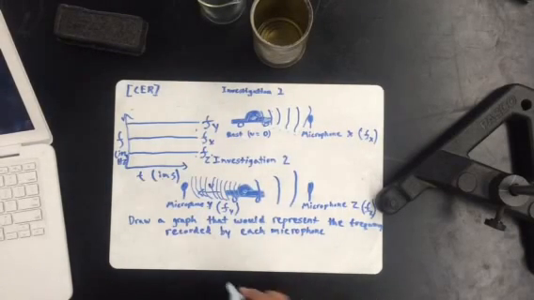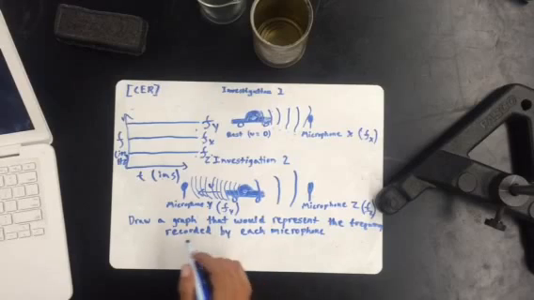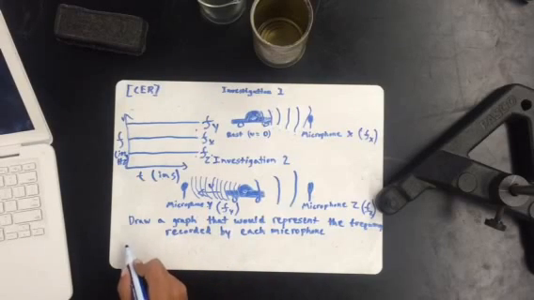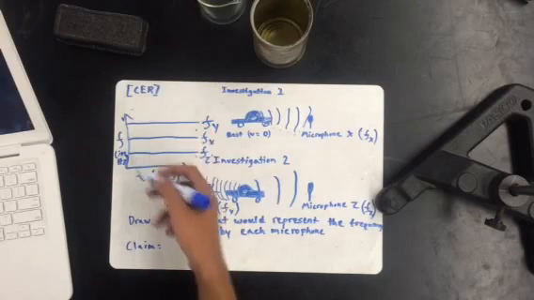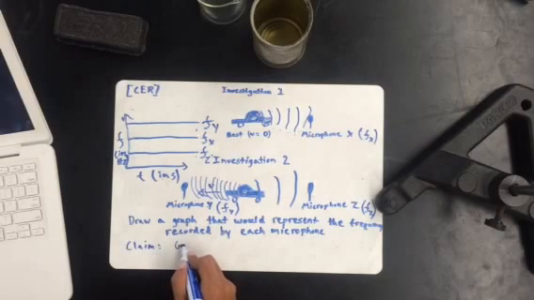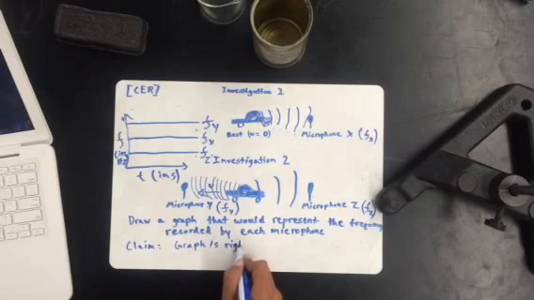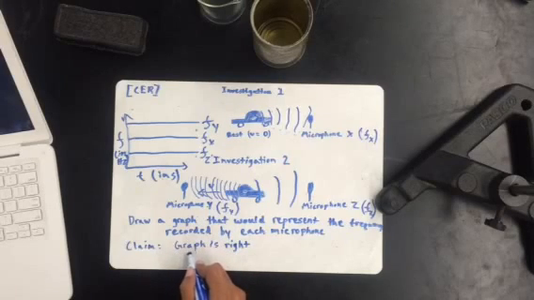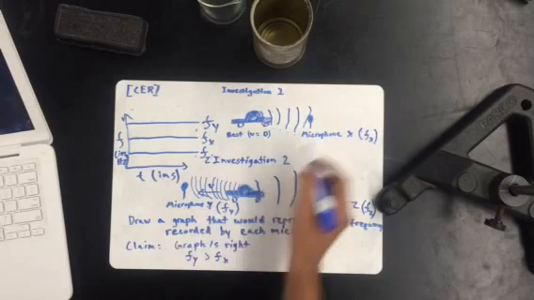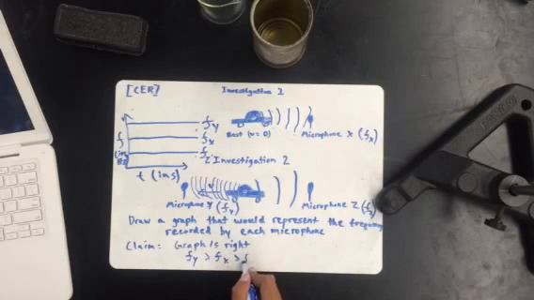And so next, this is a CER problem. So let's write down the steps. So first, our claim. We're essentially claiming that this graph is right. But in more formal terms, we're saying that the frequency that Y will pick up is greater than the frequency that X will pick up, which is greater than the frequency that Z will pick up.